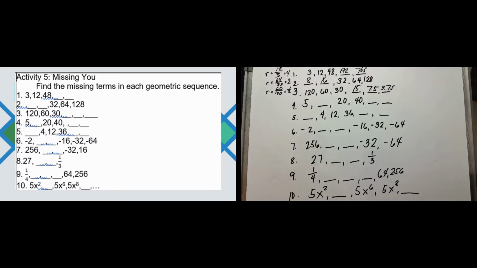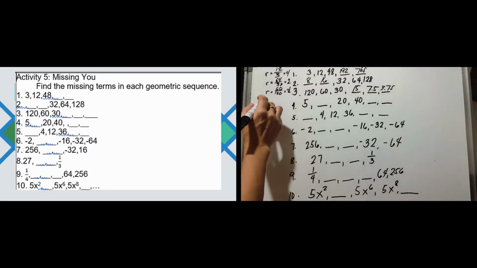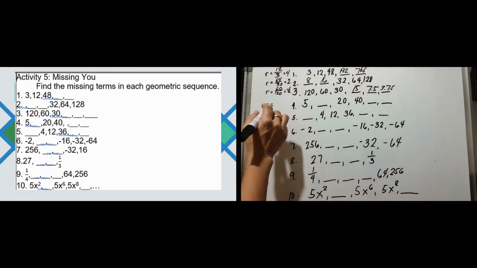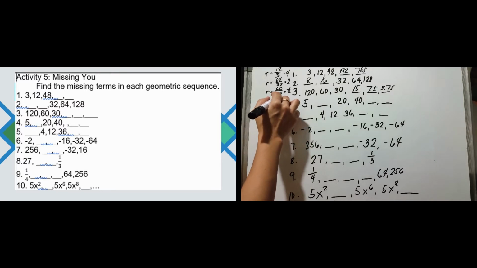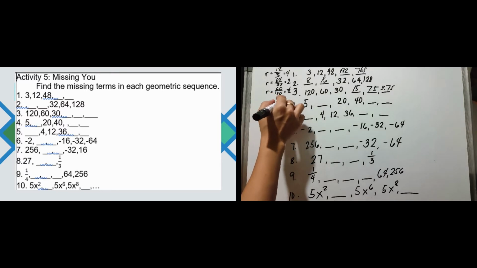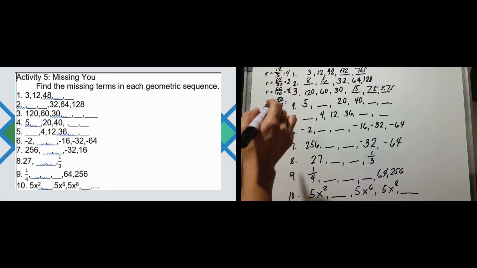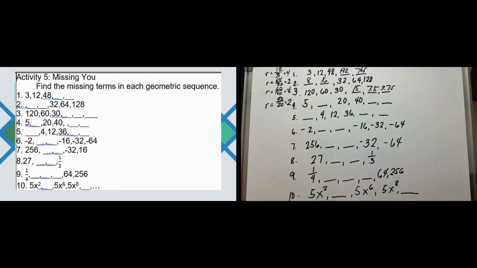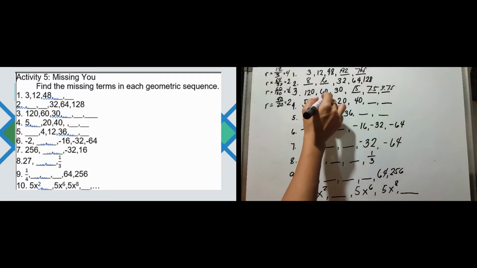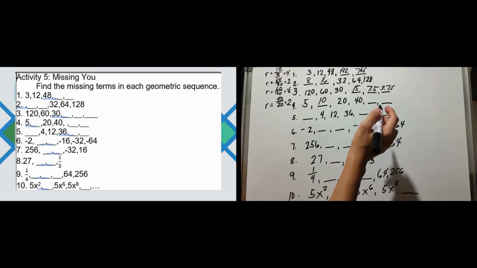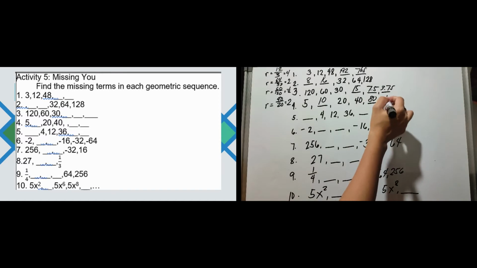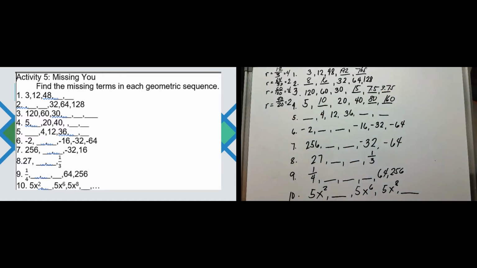Number 4, we're going to use 20 and 40. The common ratio is equal to 40 divided by 20. 40 divided by 20, we have 2. So 5 times 2, 10. Times 2, 20. Times 2, 40. Times 2, 80. Times 2, 160. Okay? So let's have number 5.